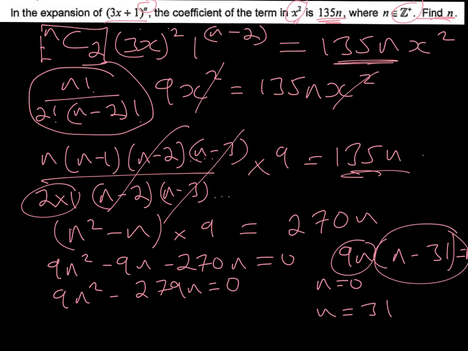However, back in the question, we are told that n is an element of the positive integers, and therefore we can discount this and say that n equals 31.